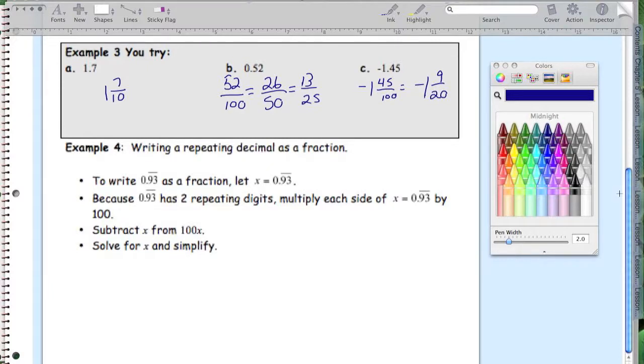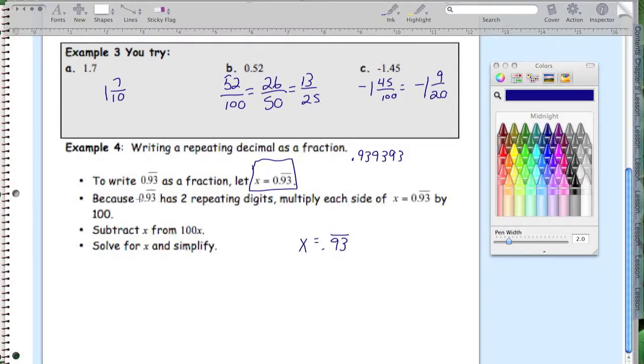Now let's take a look at example 4. This one's a little different. Write a repeating decimal as a fraction. Now here we can't see how many place values it goes out because it repeats. 0.939393 keeps going forever. So the first thing we do is we write let x equal 0.93 repeating.